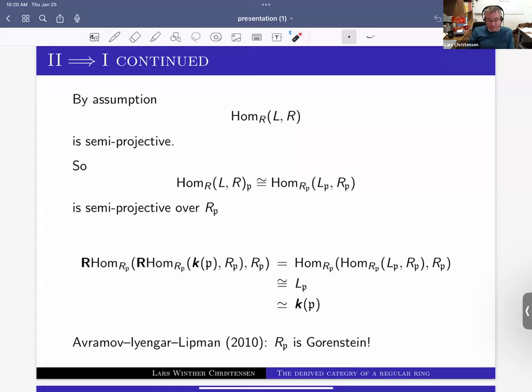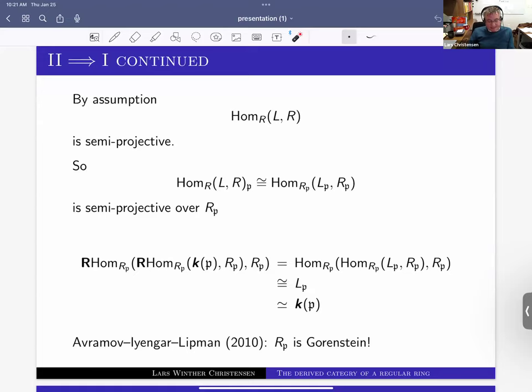And now one can localize this complex, and the localization moves in. And the reason, after all, if you think of it, is that the dual of a free module is again a free module, so it's not a deep statement. And localizing a semi-projective complex does yield a semi-projective complex over the local ring.